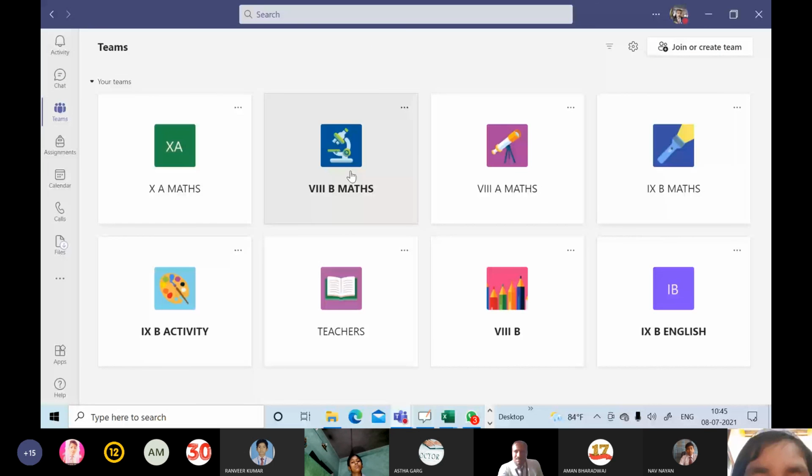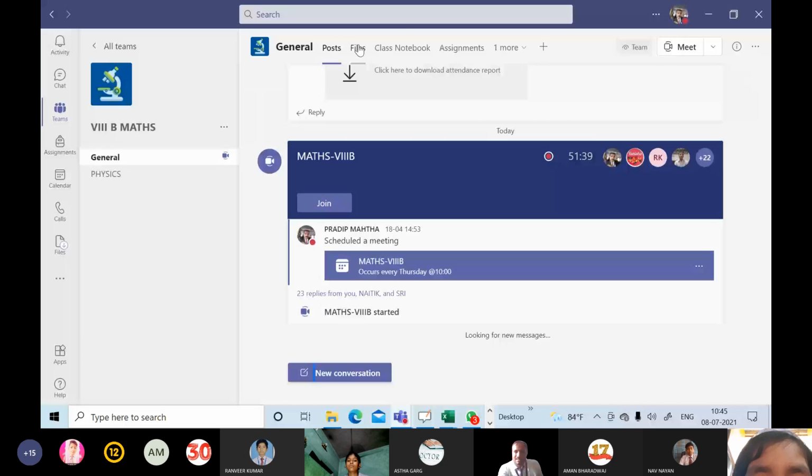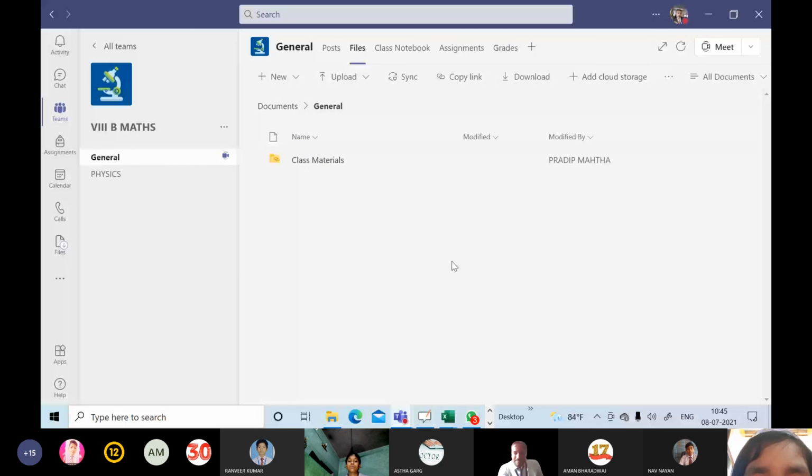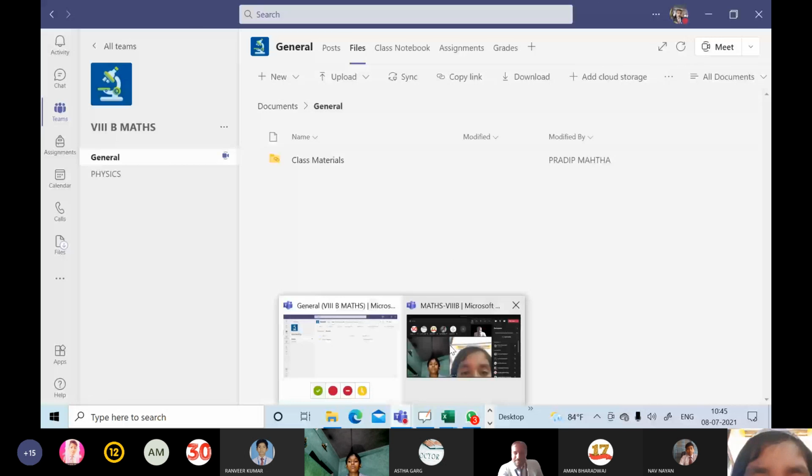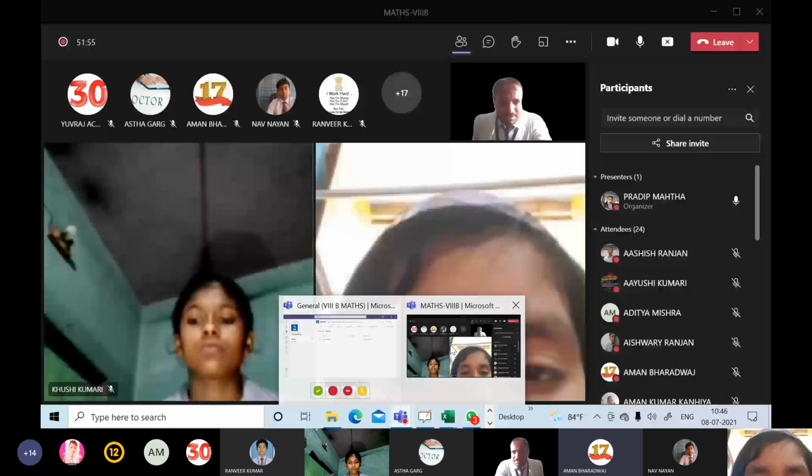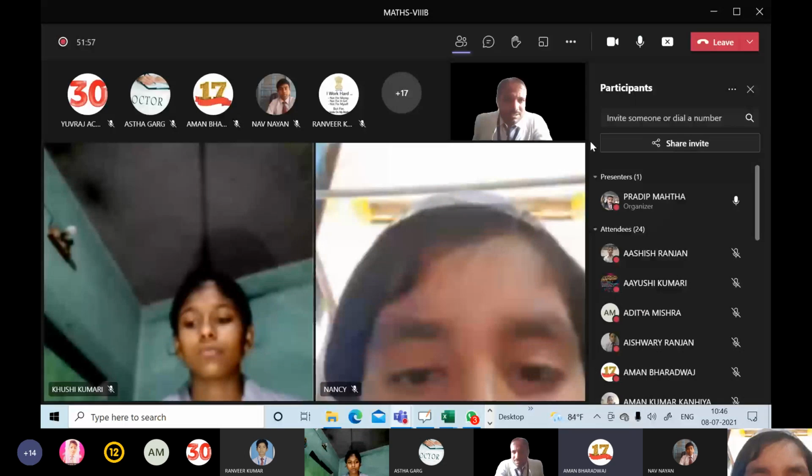Files, and you will click on files. Then you will get the recording. Since I have dismissed it now, after 2-3 minutes it will be showing. If you will see now on your mobile, it might be showing if the recording has been stopped. Yes, recording has been stopped. So now it will be stopped.